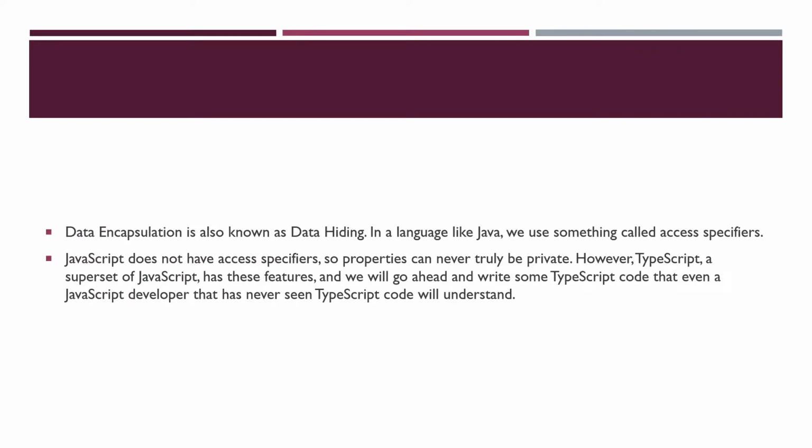Now, in a language like Java, we use something called access specifiers to hide certain parts of our code that we don't want accessed by the outside. Now, JavaScript does not have access specifiers. We're actually going to use a language called TypeScript, which is pretty much just JavaScript that has a bunch of other amazing features. Okay, and if you want to practice object-oriented programming, but you don't want to completely switch from JavaScript to, let's say, Java, then I would highly suggest you start learning TypeScript.